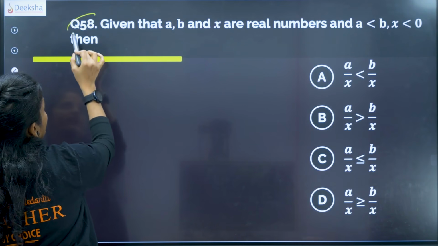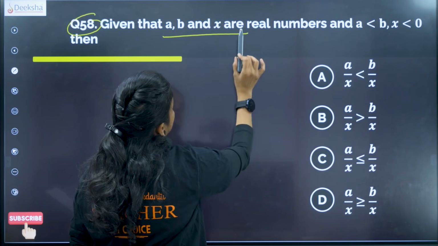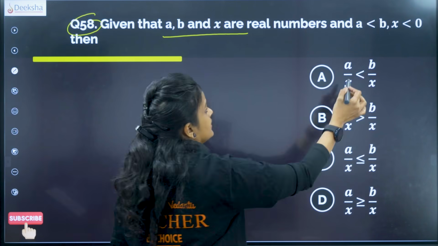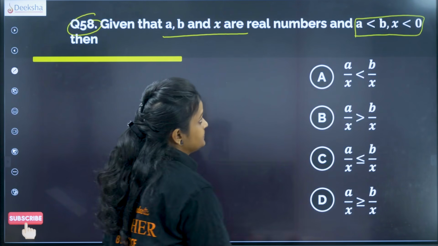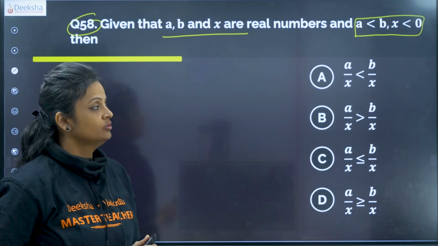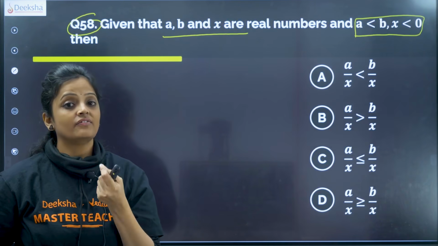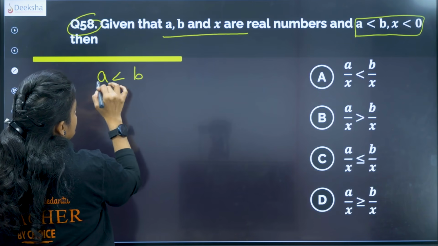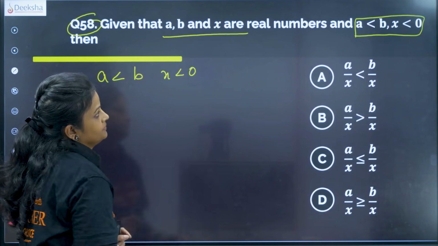In the 58th question, a, b and x are all real numbers, and you can solve this question generally, or you can take any particular value and do it. First, generally, a is less than b and x is less than 0.